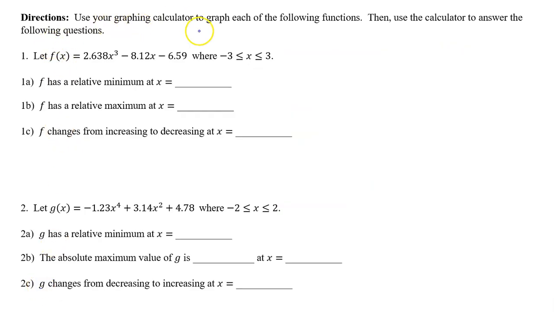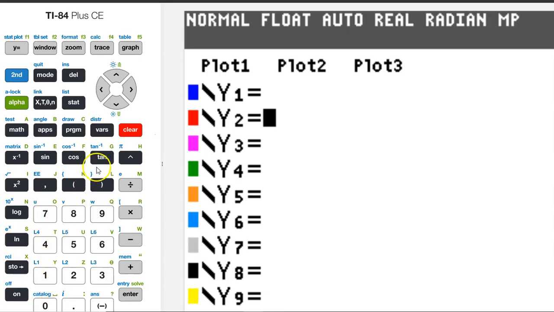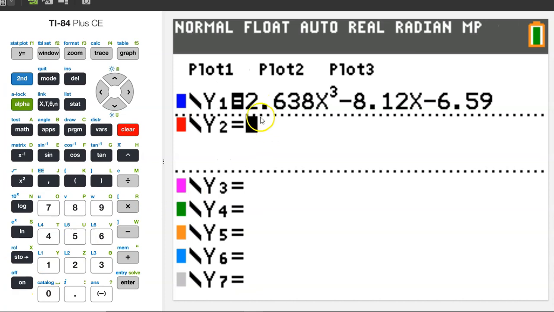Use your graphing calculator to graph each of the following functions. Then use the calculator to answer the following questions. Time to break out your TI-84. Hit the y equals button and type in the first function as y1. So type it in like I just did.